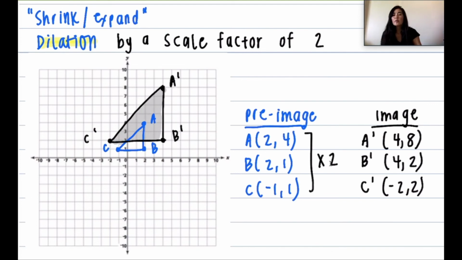All right, and so what you'll notice about this is we still have this right triangle here, just like the blue one, except that it has been enlarged. So it's been dilated by a scale factor of 2, so it's grown. Let's go ahead and take a look at one final example then, when we dilate by a fraction.